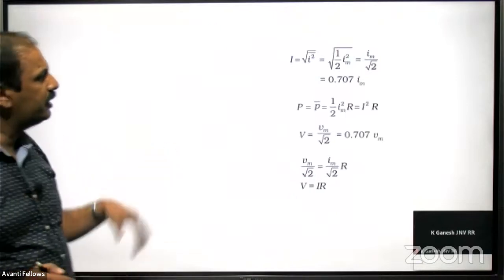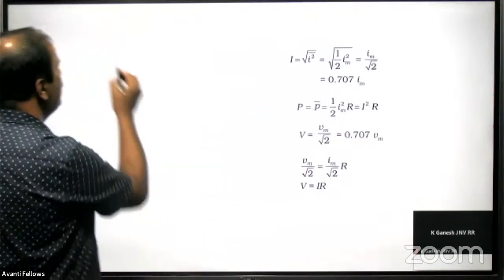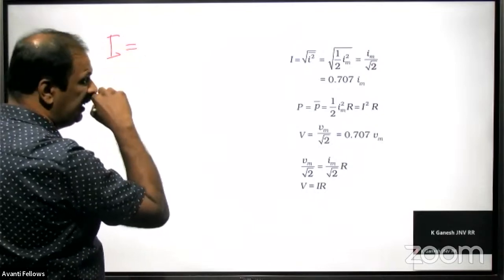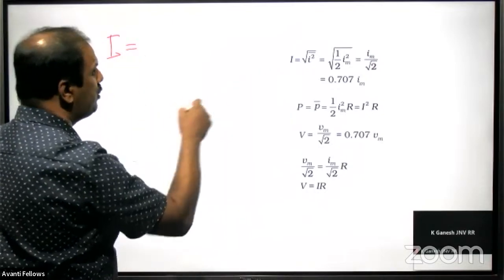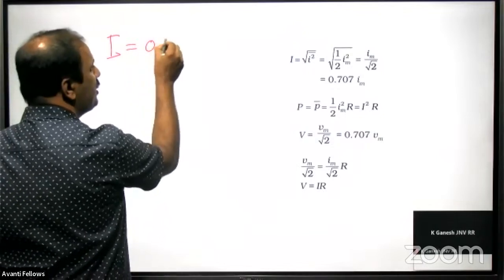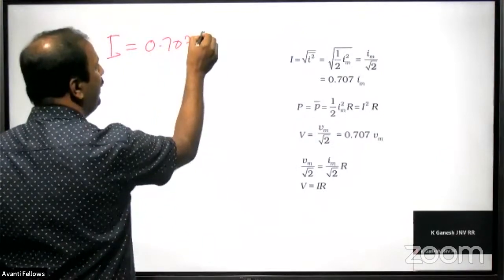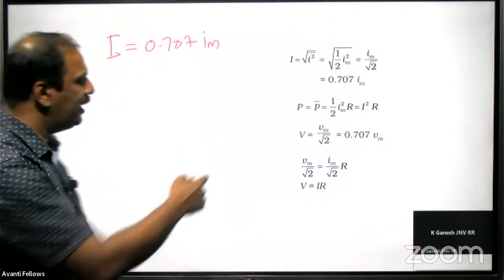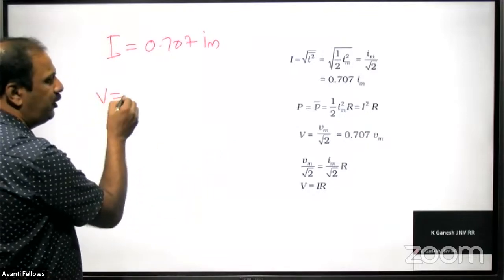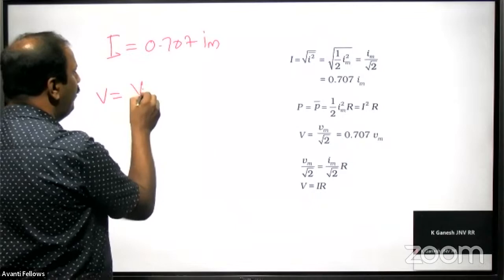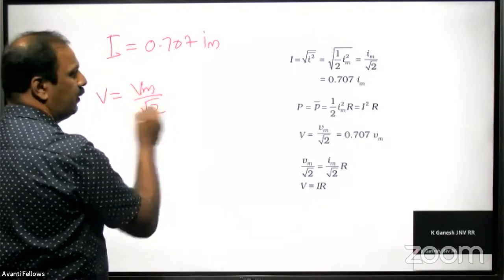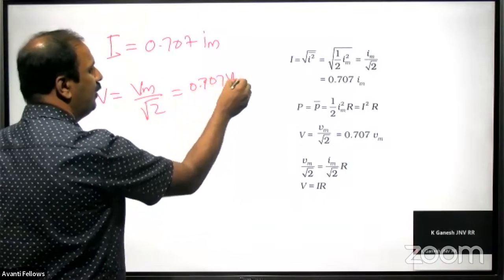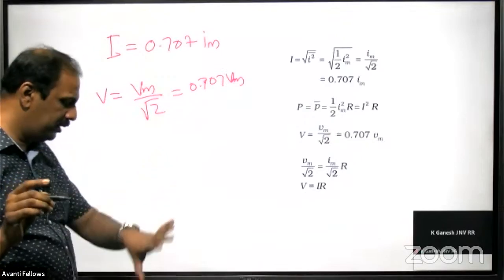Now, the same thing is given here. I is the current, which is the RMS value of that one. So that will be 0.707 times Im, that is Im by root 2. The RMS value will be Im by root 2. And in the case of voltage, V is equal to the same thing, Vm by root 2, that is 0.707 Vm.